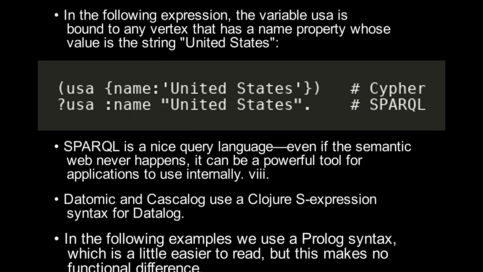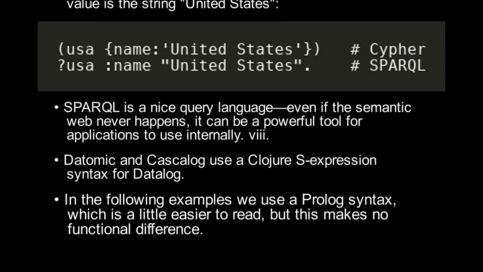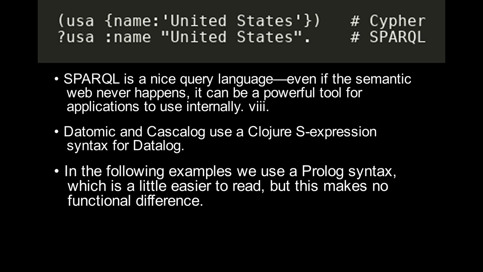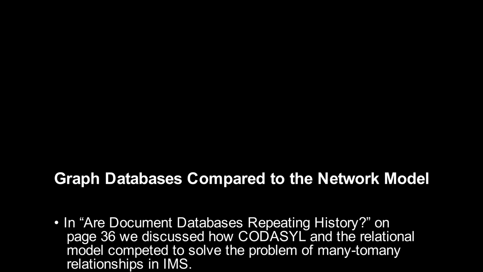Datalog uses a Clojure S-expression syntax for Datalog. In the following examples we use a Prolog syntax, which is a little easier to read, but this makes no functional difference. Graph databases compared to the network model.